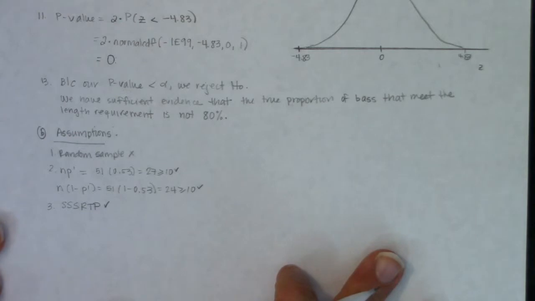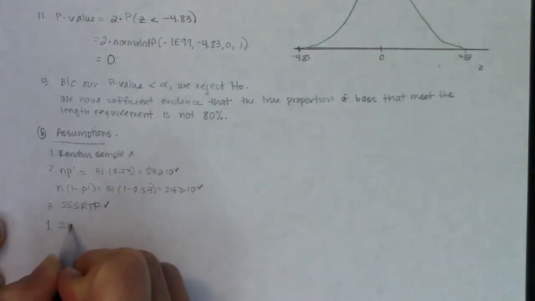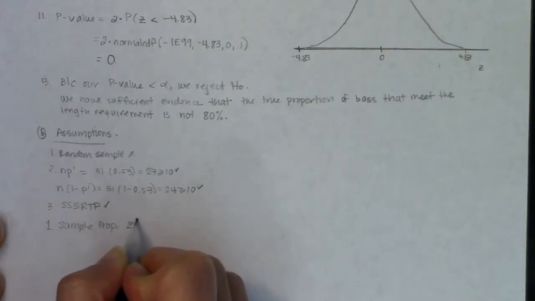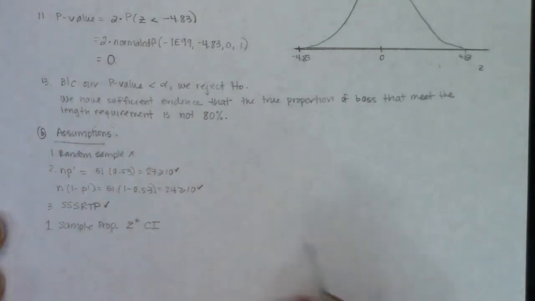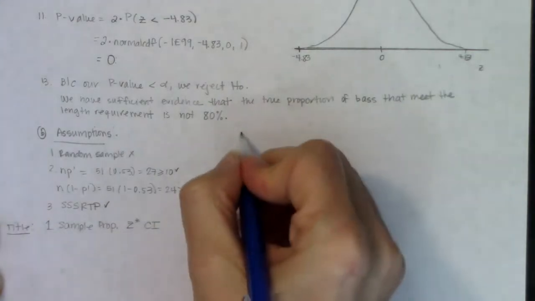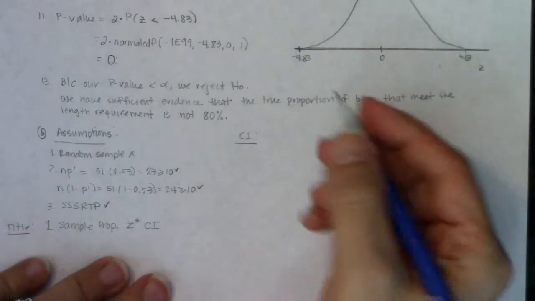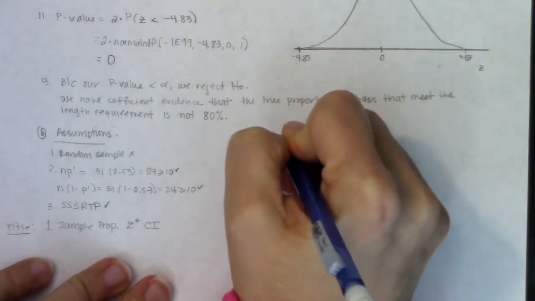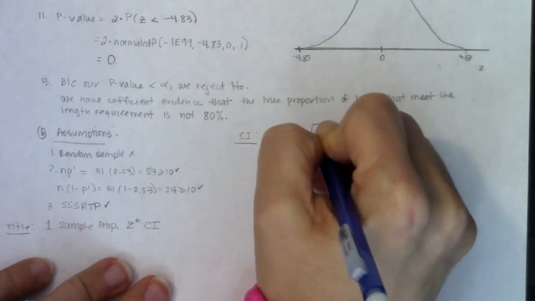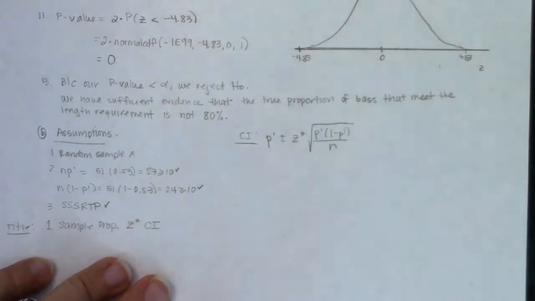I would go ahead and write out what kind of confidence interval I'm going to do. I would have had a one sample proportion z star confidence interval. So I've got my assumptions, I'll write here the title. The next thing I'm going to do is actually construct my confidence interval. I know it's been a little while since we did this, but it's statistic plus or minus a margin of error. Your margin of error is always made up of a critical value times a standard error.